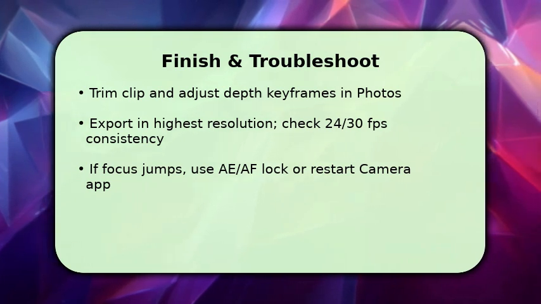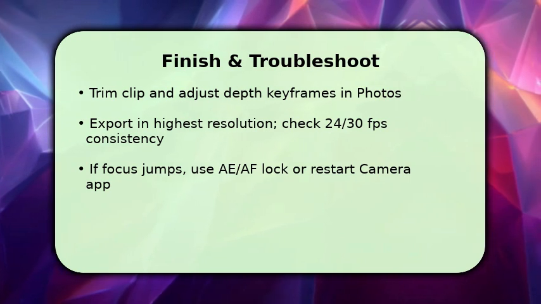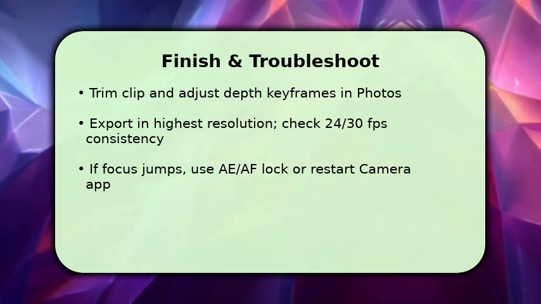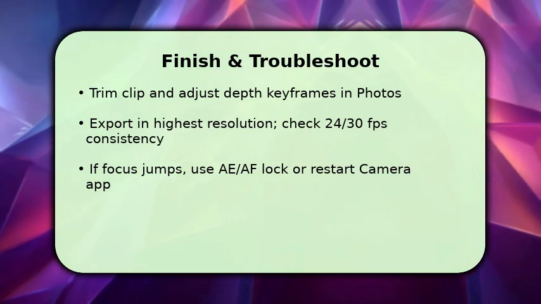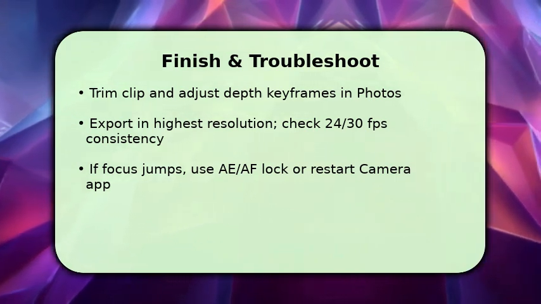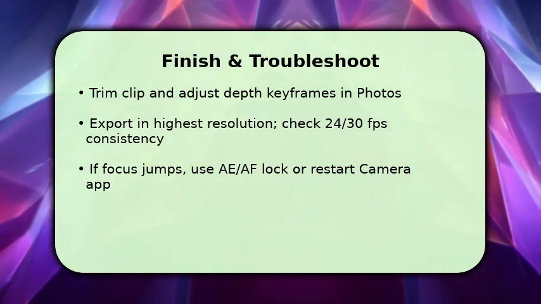If focus randomly jumps during recording, first enable AE/AF lock and try again. If problems persist, restart the camera app or toggle cinematic off and on. One troubleshooting tip: low light can confuse autofocus. Add soft lighting or switch to a lens with wider aperture.